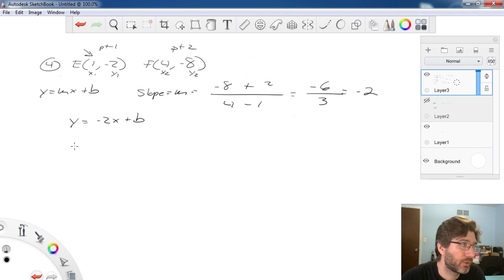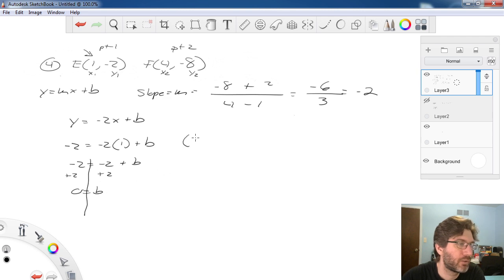And then you're just going to plug it in for your inputs and outputs. So here y would be negative 2, and negative 2 times 1 plus b. In this case, negative 2 times 1 is going to give you negative 2. So negative 2 equals negative 2 plus b. Then you're going to add 2 to this side, add 2 to this side to get b by itself. And we're solving for b. And you get 0 equals b. So your y-intercept here is 0; 0 is where it's going to cross.